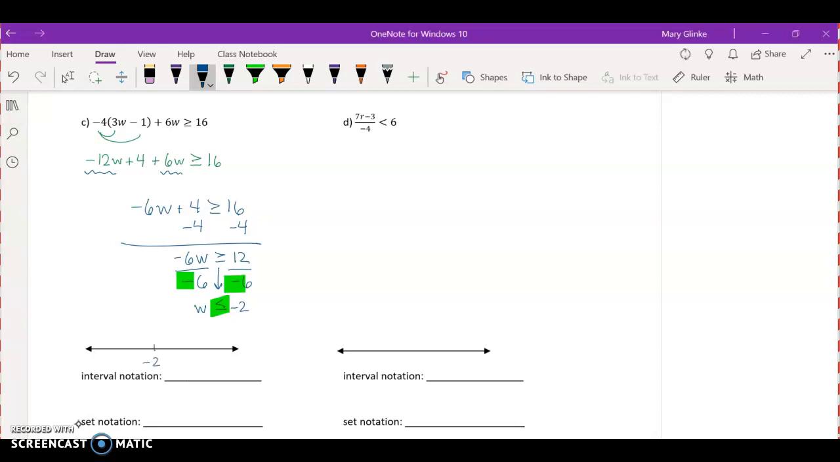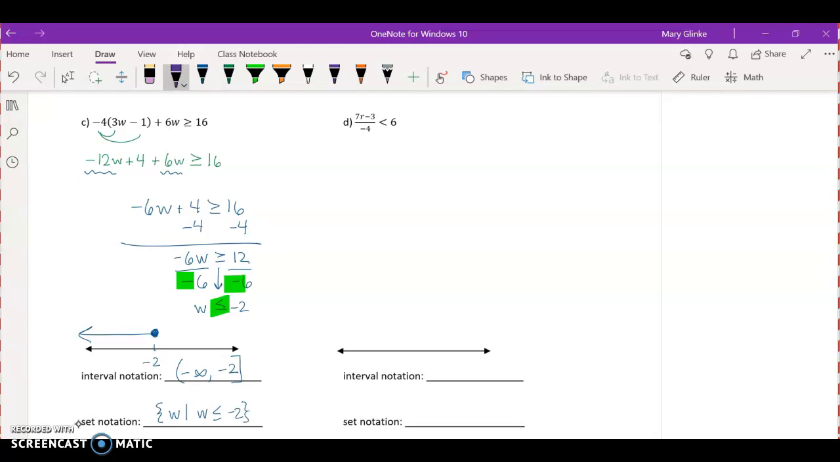So on my number line at -2, it's or equal to, so I'm going to fill it in. And I want numbers that are all less than. So I want everything to the left, which means my interval notation starts at -infinity and stops at -2. And at -2, you have a bracket. For your set notation, this one is actually w such that w is less than or equal to -2.